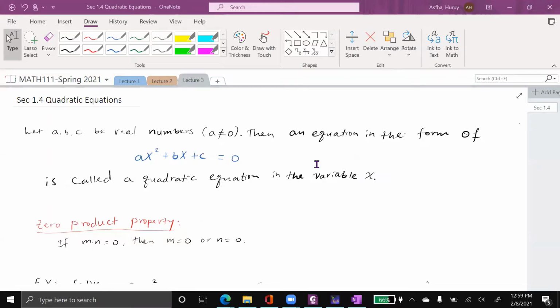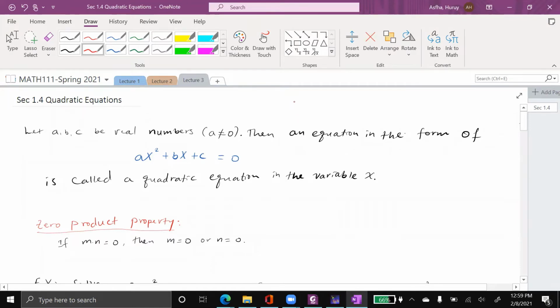Hi everyone. In this lecture, we will talk about quadratic equations. In the last couple of lectures, we learned about linear equations in one variable. But today, we will see what quadratic equations are, and we will see different techniques or methods to solve quadratic equations.